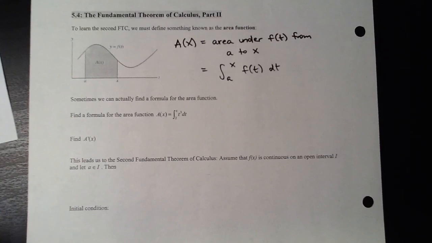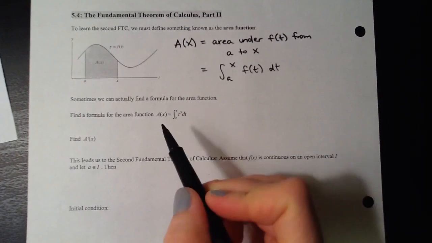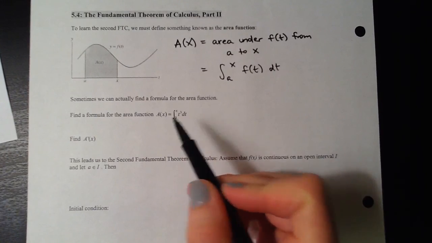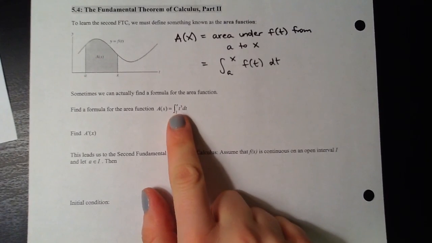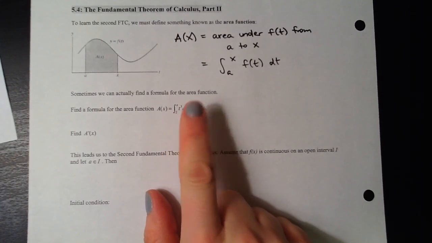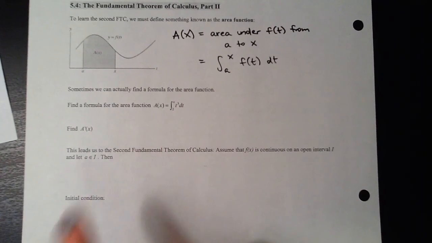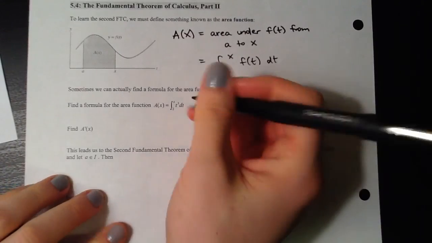Okay, so sometimes we can find a formula for the area function. So in this case, for instance, we're looking at the function t cubed, starting our lower bound at 2, and we want to come up with a formula. So instead of taking a new integral every time, like say we want the area from 2 to 3, and then from 2 to 7, or 2 to 10, instead of doing an antiderivative, doing the first fundamental theorem over and over again, we can come up with a formula just once, and then you can plug in whatever your upper bound is. All right, so that works like this.